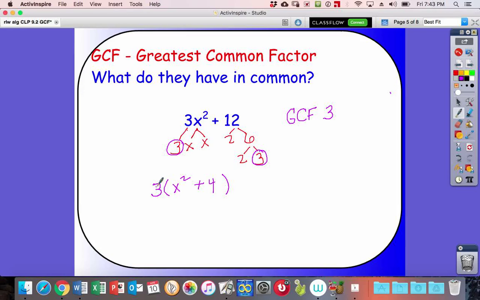But let's look at it too. 3 times x squared, I end back up at 3x squared. 3 times 4, it's 12. This is the same thing as 3x squared plus 12. But this is a nice simplified version, and we're going to need that when we go into factoring. Let's do another example.